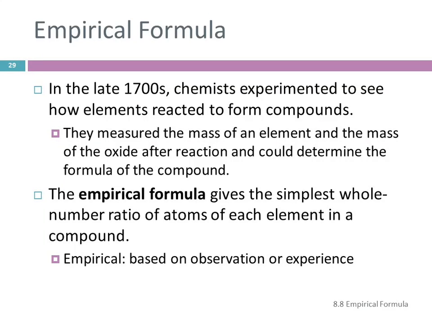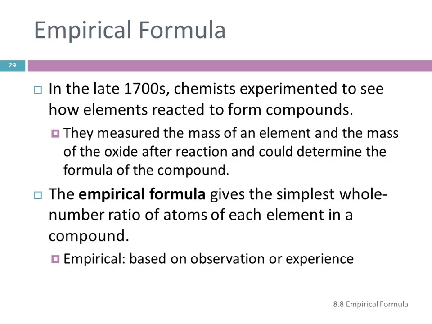Empirical formula. In the late 1700s, chemistry was really getting going, and a lot of chemists were experimenting with elements to see how they formed compounds. They would take a measured mass of an element and react it with oxygen, and then they'd measure the mass of the product, the oxide compound, and from that they could figure out what the formula of the compound is. This is called an empirical formula.